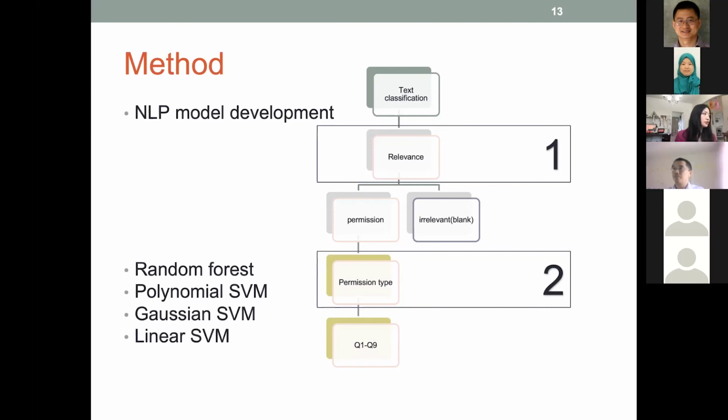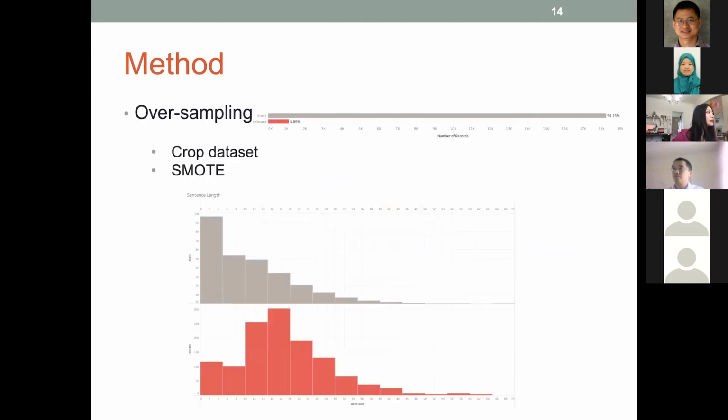We tested 4 traditional machine learning methods, including random forest and 3 different kernels of support vector machines. And this data set was, as I said, highly unbalanced. Only a few sentences in the document contain answers to those permission questions. As you can see here, the ratio of blank versus relevant is quite high. It's actually above 20-fold. So we had to employ some oversampling techniques.